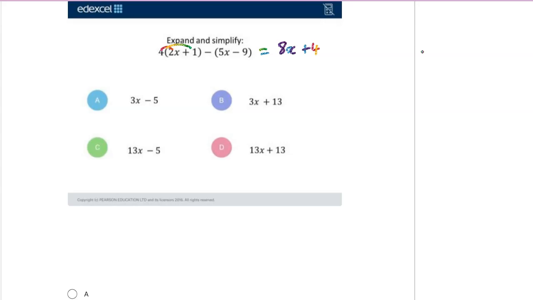Not so bad. Now I've got a negative, and remember my distributive law, which is the law we're using when we're expanding, says to take this negative, and if there's no number in between it, that's a negative 1, and make sure I go negative 1 times 5x, and a negative times a positive is a negative. So that's negative 5x, and then negative 1 times negative 9, and negative times a negative becomes a positive, and 1 times 9 is 9. Now I just go ahead and collect my like terms. So my 8x minus 5x, that would give me 3x, and 4 plus another 9, that would give me 13. So I look through my answers, and that looks like answer B there.